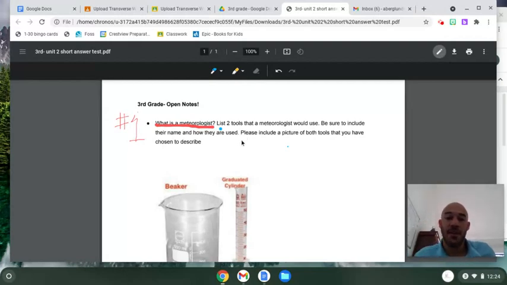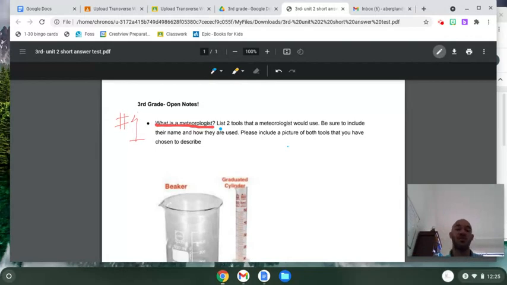And then the final part is you need to include a picture of both tools that you have chosen to describe. So you can set this up however you want, but you need to answer what a meteorologist is, 2 tools that they would use, and then you need to name them and describe how they're used, and then finally add a picture of both tools and make sure you label the title and name of each tool. Okay? So that's question 1.